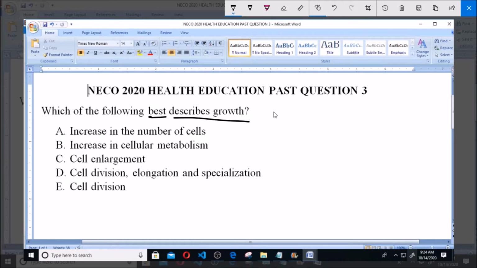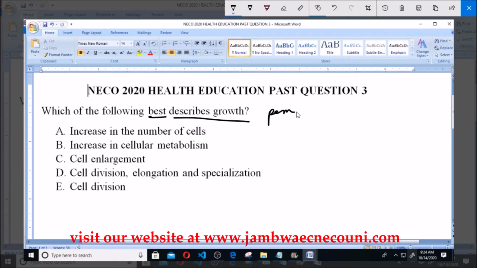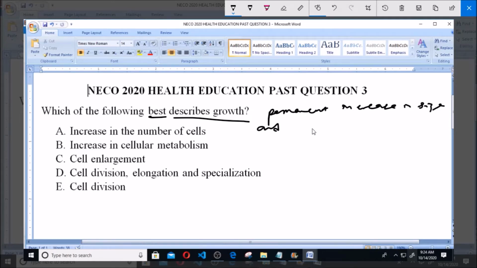Now, growth is defined as a permanent increase in size and complexity of an organism or individual during development. Now, this is growth. Now, what brings about growth?